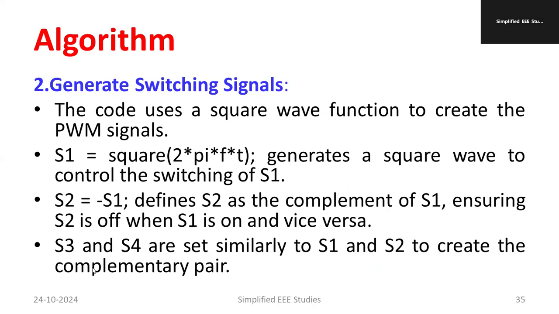You can see the third step. Similarly, S3 and S4 are set similarly. S3 and S4 also should be complementary to each other. So two pairs you are supposed to generate.